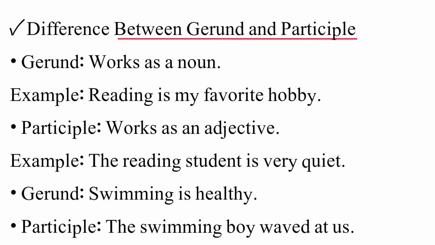Difference between gerund and participle. A gerund works as a noun. Example: Reading is my favorite hobby. A participle works as an adjective. Example: The reading student is very quiet. Gerund: Swimming is healthy. Participle: The swimming boy waved at us.